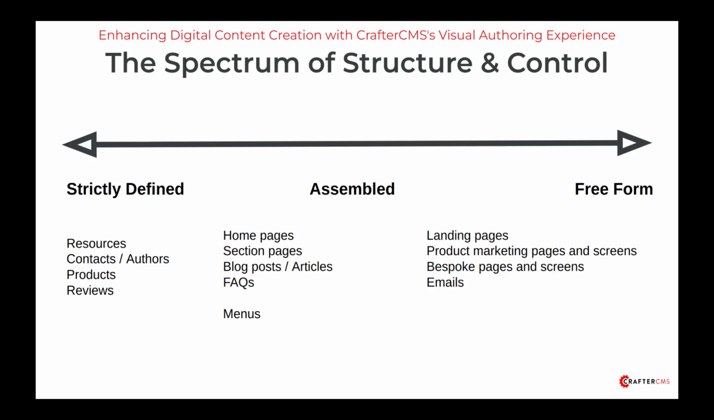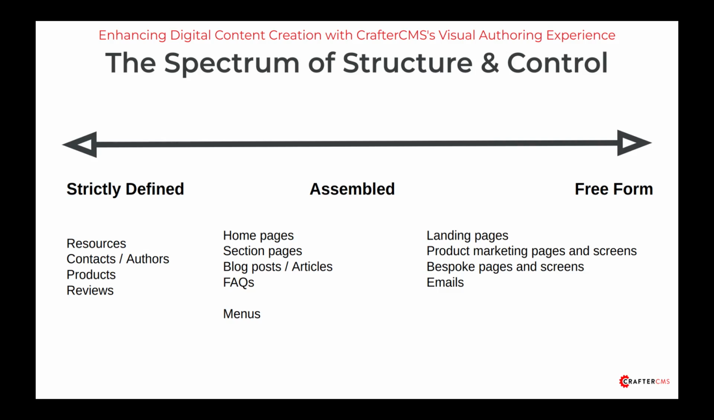And then on freeform, you're going to have things like landing pages, product and marketing pages, and other types of screens, bespoke pages and screens, emails that you're building. These are going to be completely freeform. And so you can see here that just in a simple example of a website, you've got all of these use cases where you've got very strictly defined content and completely freeform content. And the system needs to allow you to support all of those in that very visual native fashion.